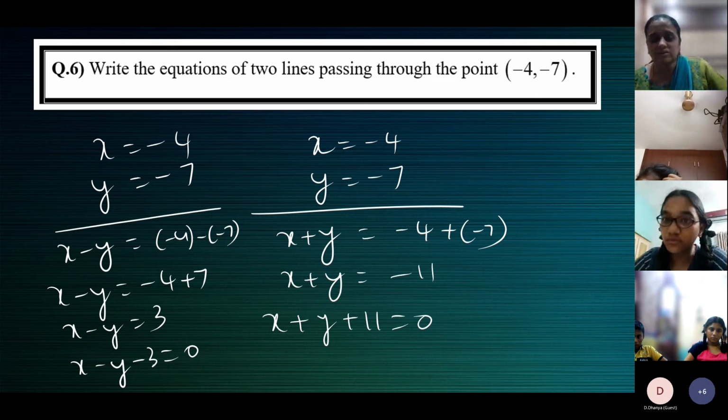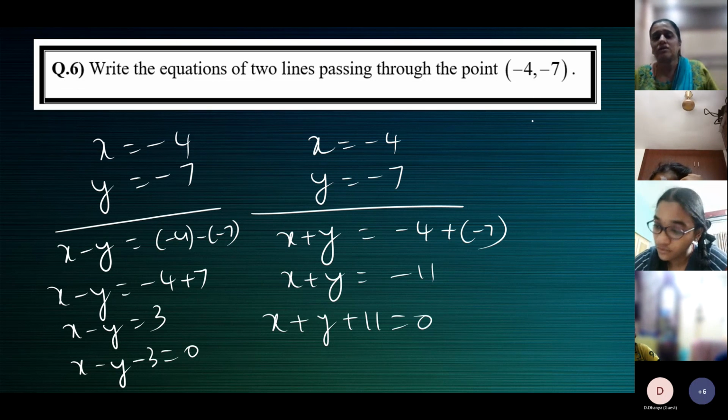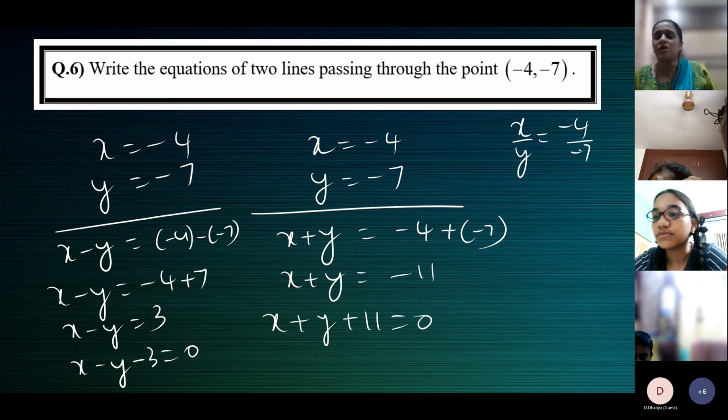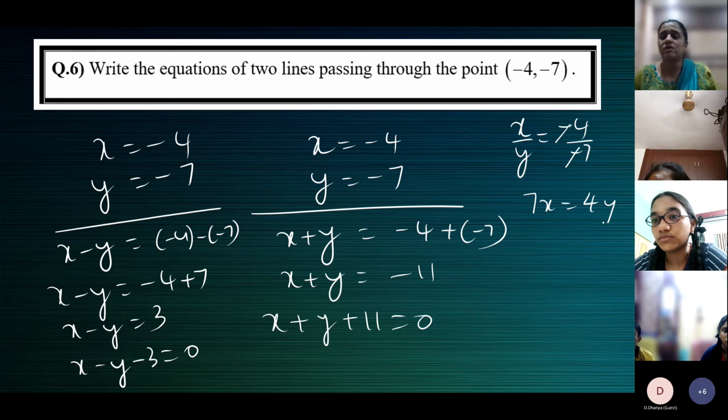Take down everything, children. You can even cross multiply like this. Look at this, children. What is x by y? -4 by -7. Yes or no? Yes, ma'am. Now, can I cancel the minus and minus? Yes, you can. Now cross multiply. 7x is equal to 4y or 7x minus 4y is equal to 0.